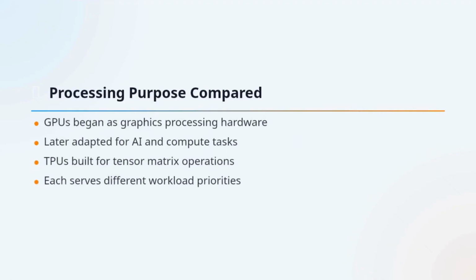A GPU was originally made for graphics rendering, but its many parallel cores made it perfect for deep learning too. That is why GPUs are now used not only for AI, but also for gaming, visualization, NLP, computer vision, and high-performance computing. A TPU, on the other hand, is purpose-built for tensor and matrix math, which are at the heart of neural networks. In simple words, GPU is more general purpose, while TPU is more specialized for large-scale AI.